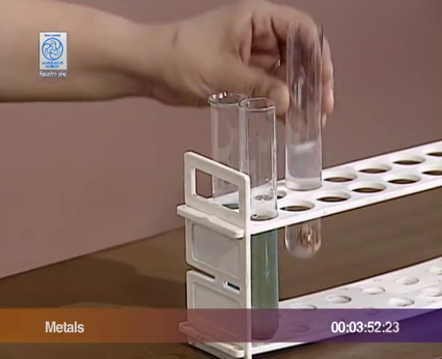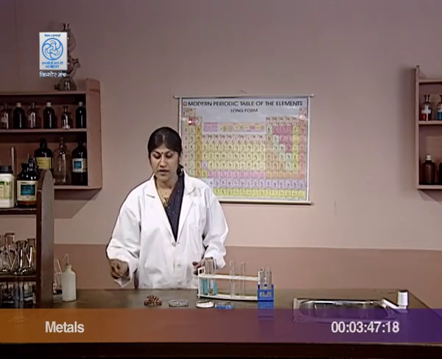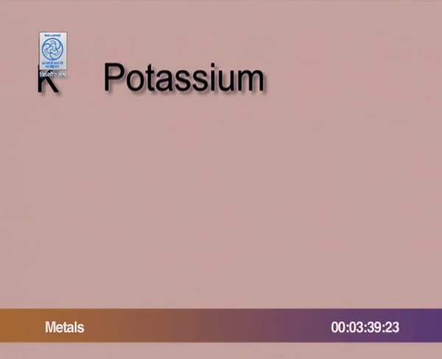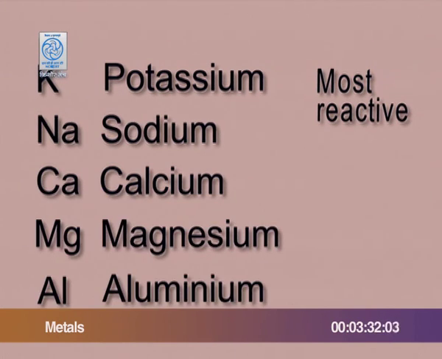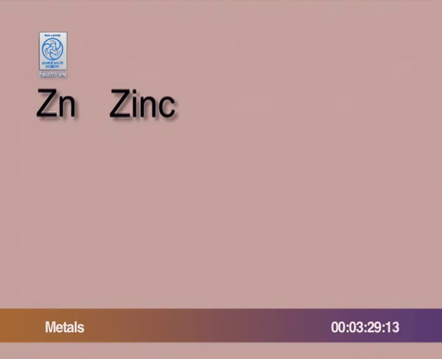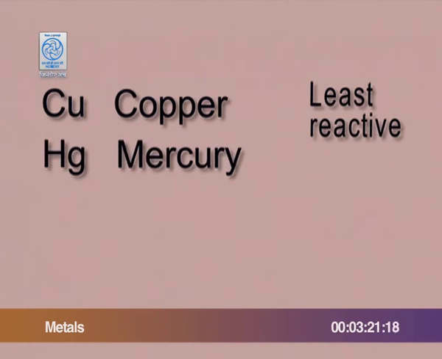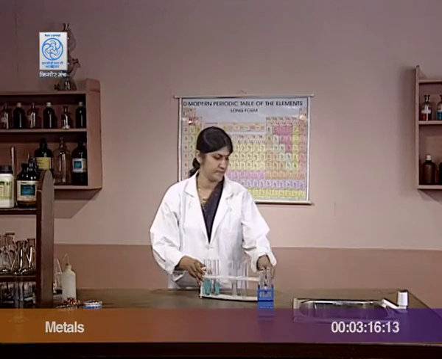By performing such experiments, the relative reactivities of metals can be found, and the metals have been arranged in the order of their decreasing reactivities. Potassium is most reactive and is followed by sodium, calcium, magnesium and aluminium. Zinc, iron, lead and hydrogen are the next lot. Copper, mercury, silver and gold are at the lowest rung.